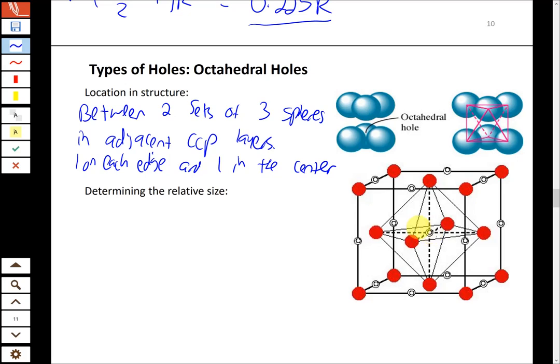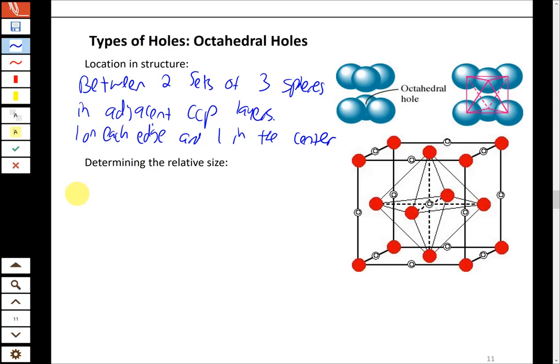And again, to determine the relative size, the side length in a face-centered cubic structure is 2 radical 2 times big R, which is the radius of the anion. And then as we go through one side of the unit cell, we're going through the radius of the big ion, we're going through 2 times the radius of the small ion, that would be in the octahedral hole, and then 1 more radius for the big ion. So in this case, the side length A is equal to 2 times R plus 2 times r, where R is the radius of the anion and little r is the radius of the cation.